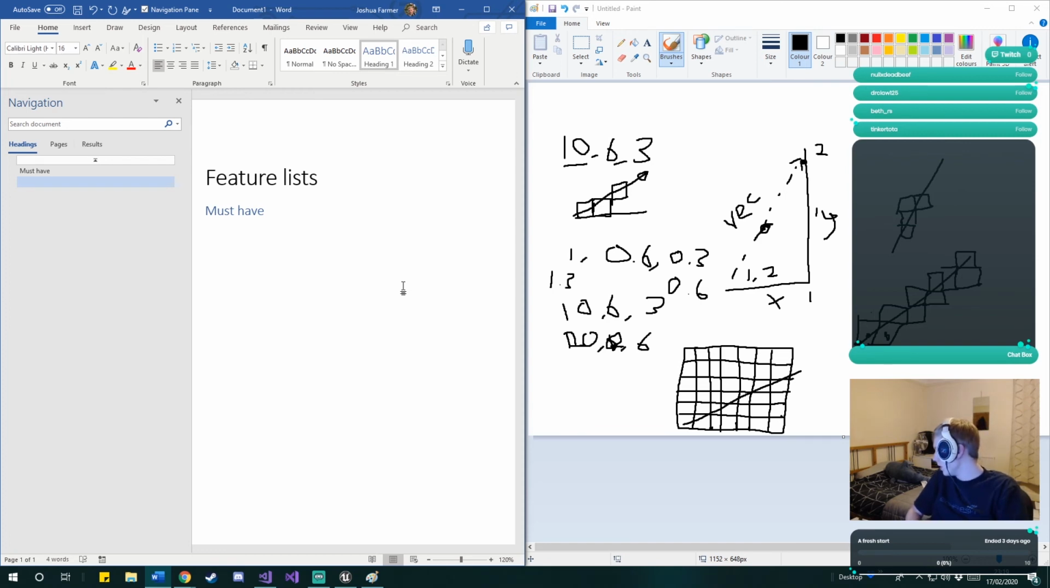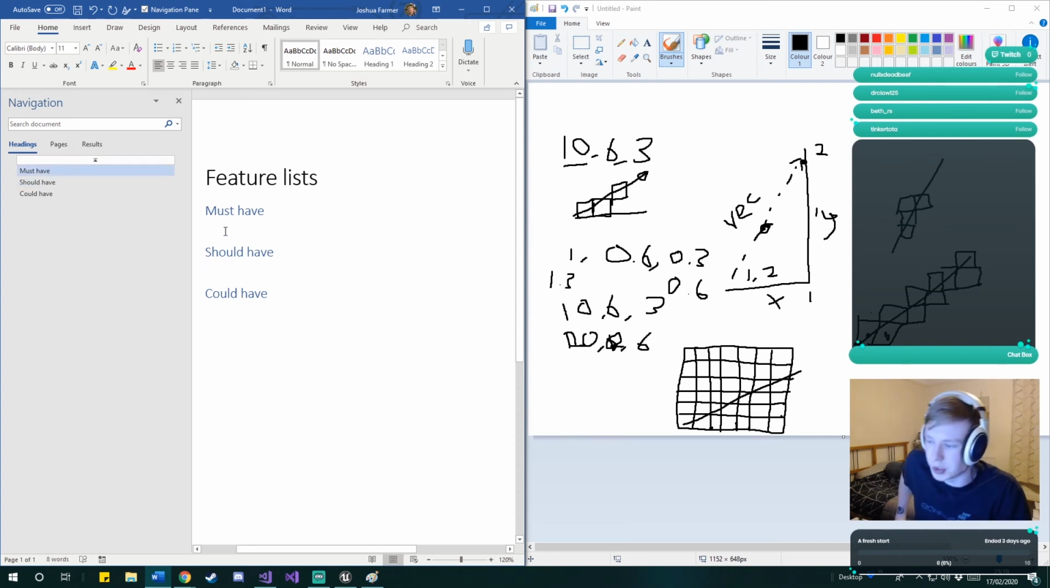What do I call it? Things that I want that... this is actually based off of how I organise my diary, this must have, should have, could have thing. My diary has like must do, should do, could do. It's a nice way to break stuff down, so I think it helps you prioritise.